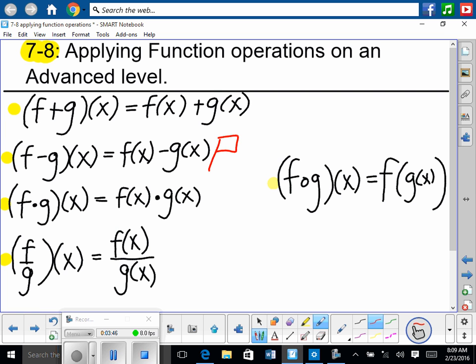And then f times g of x, that's just f of x times g of x. This one kind of has a red flag as well, because when multiplying, don't we always have to use parentheses and then possibly distribute, right? And then we have f divided by g of x. In secondary 2, this is probably the easiest one, because you simply take f of x divided by g of x. There's really not going to be simplification needed on that. Next year, pretty much every function operation that's division, you'll have to be able to simplify.